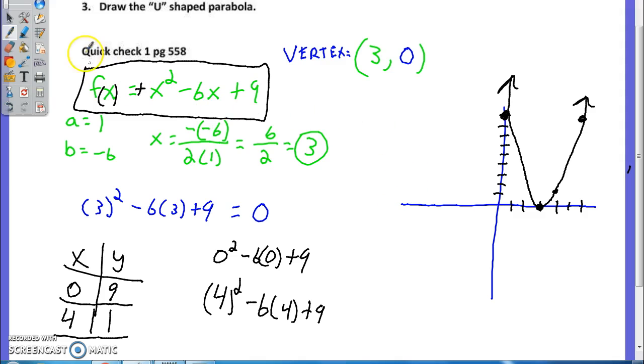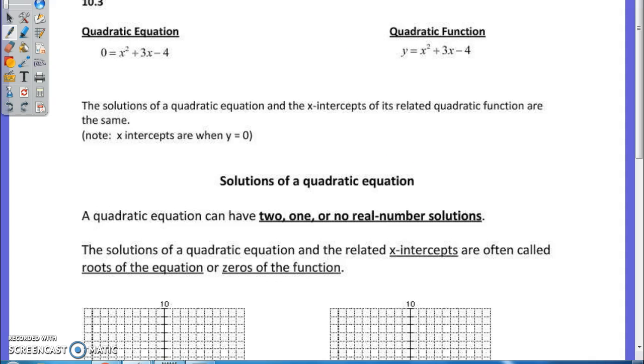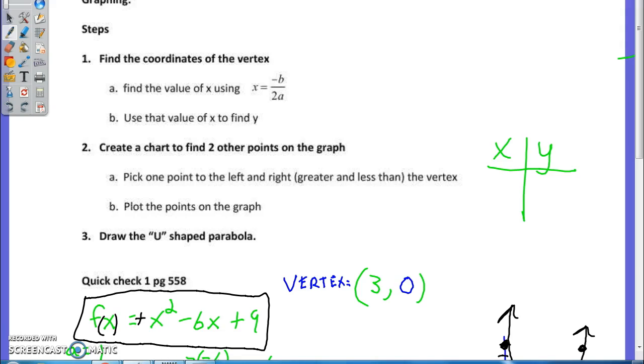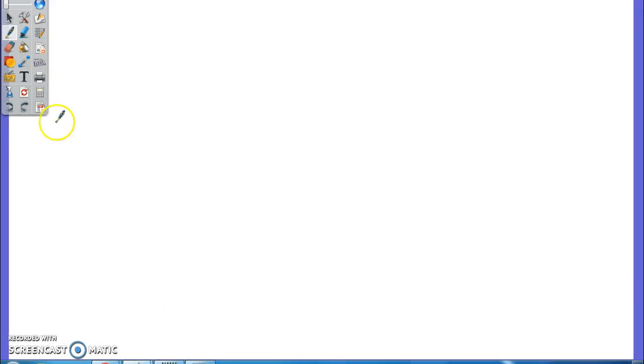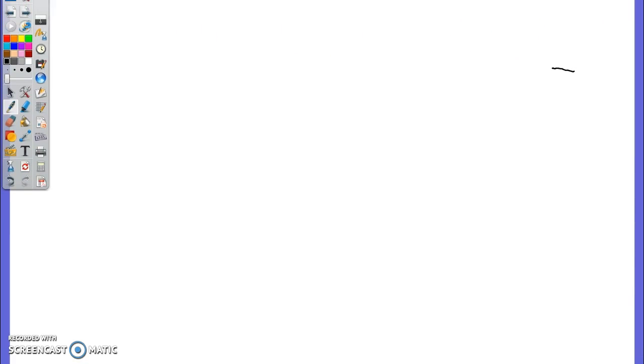So flip your notes over on the back. Oops, wrong page. We're going to go to a blank page here, and we're going to write down this problem. So we're actually going to do problem 13 from the book. Look at problem 13 on page 560, and that is y equals negative x squared plus 4x minus 4. So y equals negative x squared plus 4x minus 4.